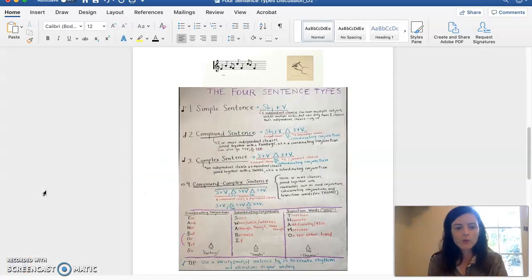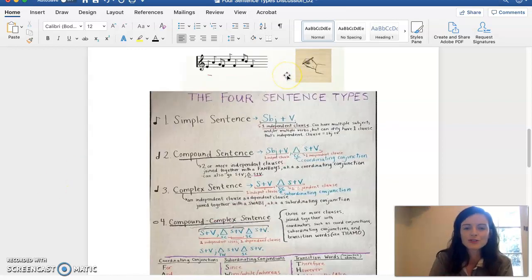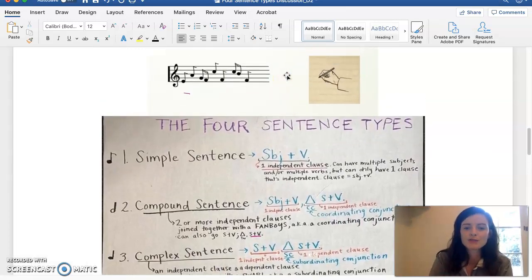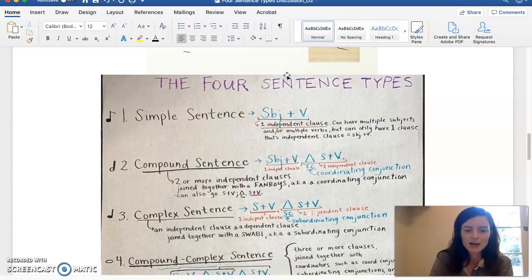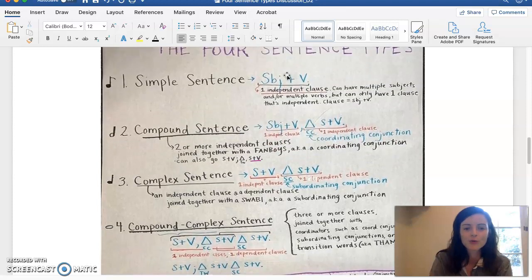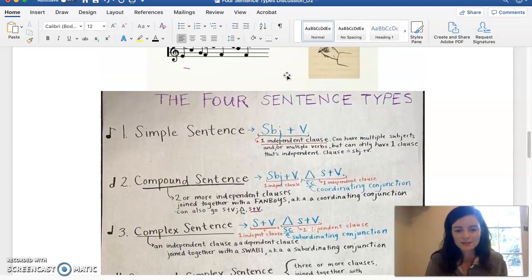Welcome back. One of the ways to avoid redundancy in your writing is to use a variety of sentence types, and these can be called the 4 sentence types. The first sentence type is known as a simple sentence, and if we zoom in close, you can see it's composed of a subject and a verb. The second is a compound, the third is a complex, and the fourth is compound complex sentence.